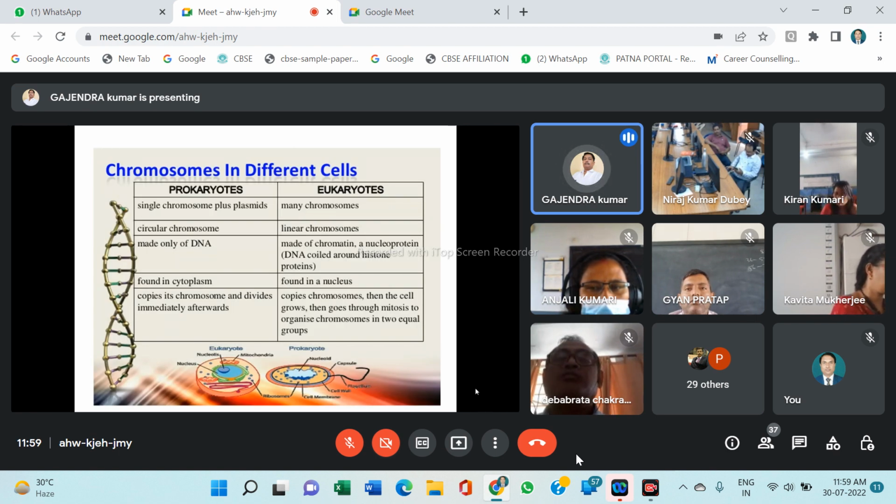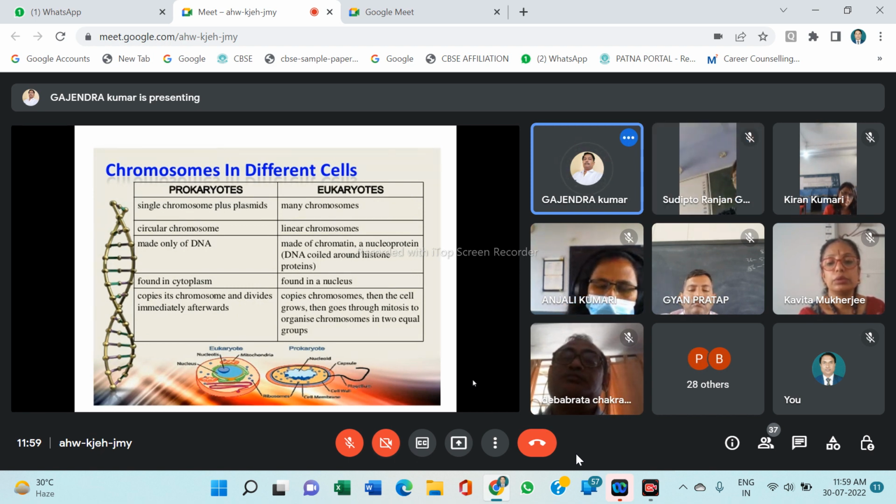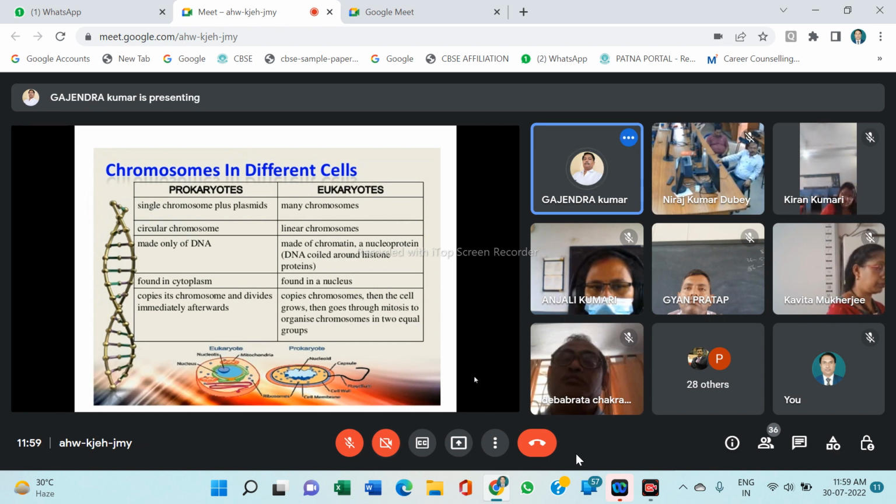We must also clarify before the students that there are two types of cell, the prokaryotic as well as eukaryotic. Prokaryotic organisms have a single chromosome as well as circular DNA known as plasmid. In eukaryotes, many chromosomes will be there. Prokaryotic chromosomes are circular, whereas in eukaryotes, these chromosomes are linear.